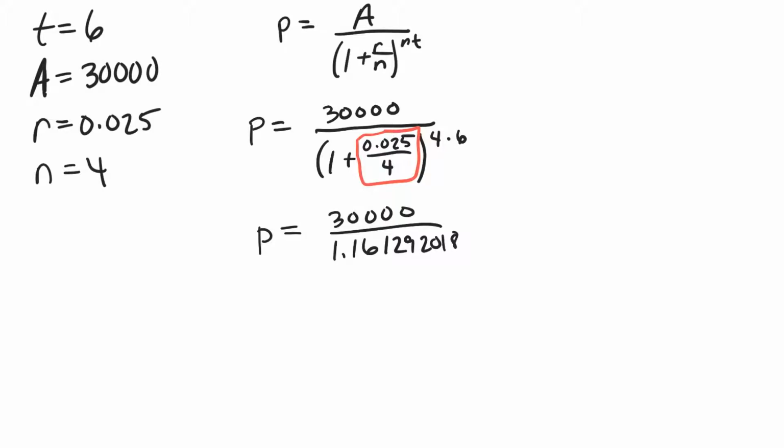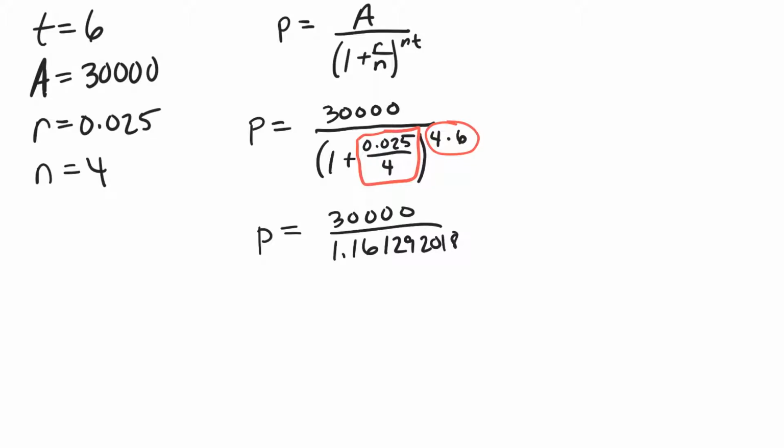Be careful about that too, because if you raise it to the 4 times 6, it'll raise it to the 4th power and then multiply that answer by 6, and that's not what you want, because again, the calculator is going to follow the order of operations. So to avoid that, just go ahead and know that that's 24 and just raise it to the 24th power. After you do that, you're going to take that number and divide it into 30,000.